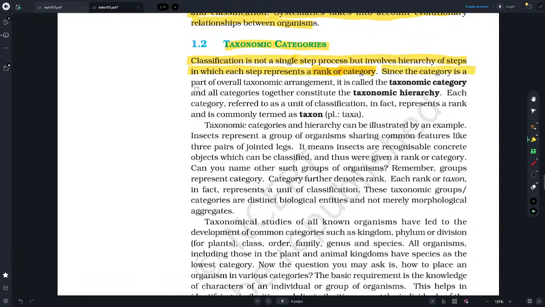Since the category is a part of overall taxonomic arrangement, it is called a taxonomic category, and all categories together constitute the taxonomic hierarchy. Each category, referred to as a unit of classification, in fact represents a rank and is commonly termed as taxon. Taxa is a group of categories, whereas taxon is a single individual category.